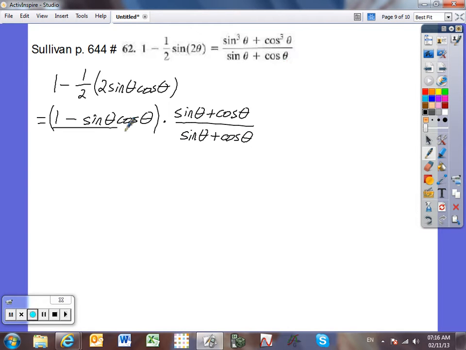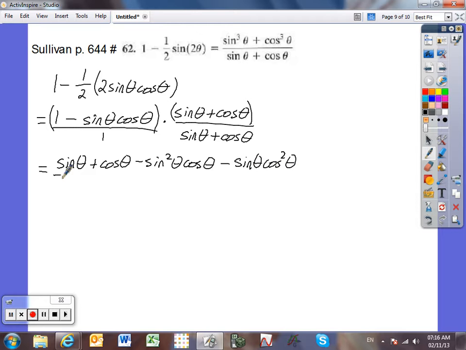And so this, of course, is like all over 1, isn't it? So let's multiply the numerators. It's going to be FOIL, isn't it? So 1 times sine and 1 times cosine. And then we've got negative sine theta cosine theta times sine. Gives me a sine squared and a cosine. And I've got negative sine theta cosine theta times cosine theta, so that gives me a sine theta and a cosine theta squared. And this is all over my denominator of sine theta plus cosine theta.